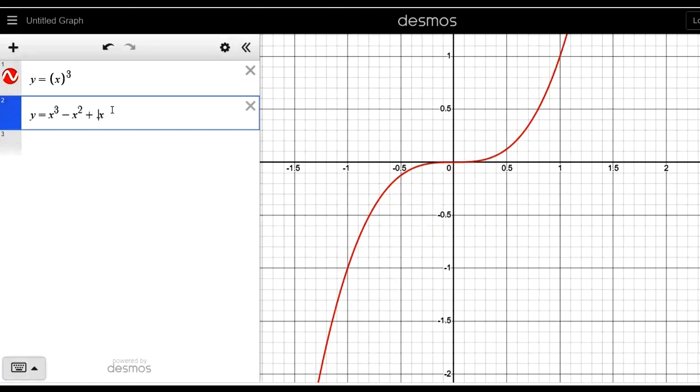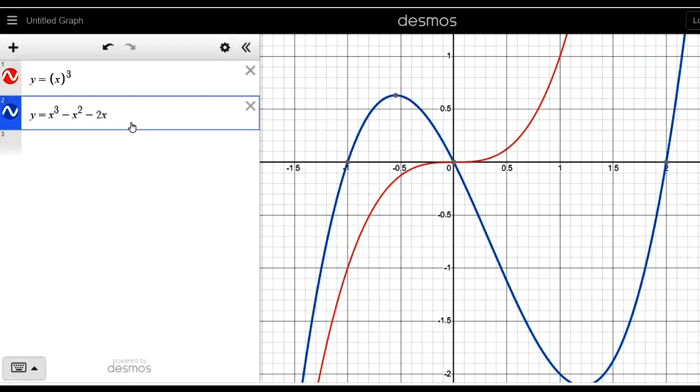Let's try 0.5 in there. And now it looks like we're getting it a little bit more curvy again, but still we don't have a local max or a local min. But let's try minus 2x. Whoa, and now we've got our local max, our local min. We still go through the origin, the point 0, 0, but now we have an intercept at -1, 0, one at 0, 0, and one at 2, 0. Our y-intercept is still the same at 0, 0.